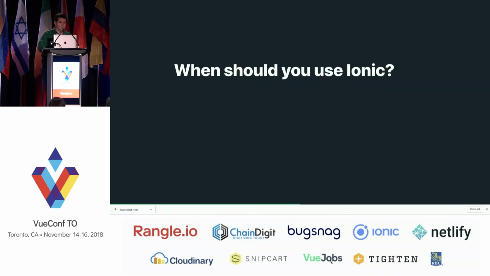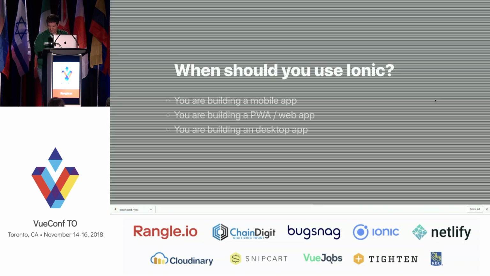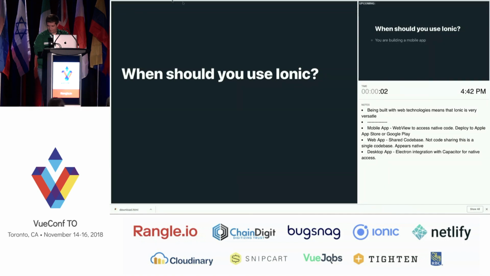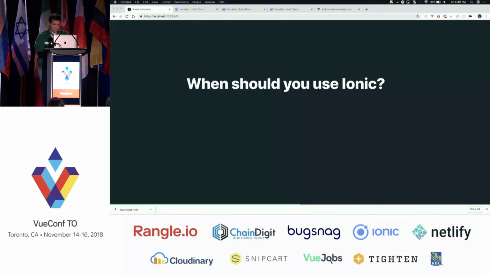So when should you use Ionic? Well, if you're building a mobile application, you should definitely use Ionic. If you're building a PWA, it makes a lot of sense because the information you're providing to the PWA and when you're deploying it, it looks exactly like a native device. And if you're building a desktop application, you can use any number of, sorry, my slides are messed up a little bit here. We have Electron integration as well.